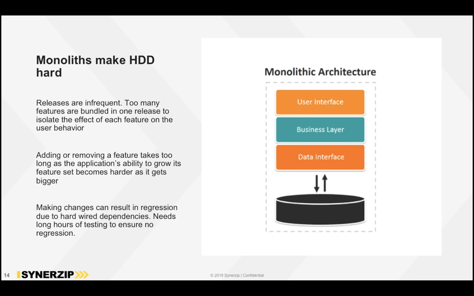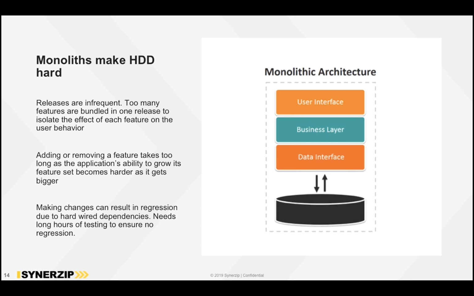So by and large, those who are having monolithic applications take maybe a month or maybe 2 weeks before which they can't release more frequently. I mean, their frequency of release can at best be 2 weeks or a month. So with such low frequency of releases, you end up bundling too many features into one release. So when you see the end user behavior, you cannot isolate the effect of a feature on the end user behavior, because there are several features that have gone into a release.